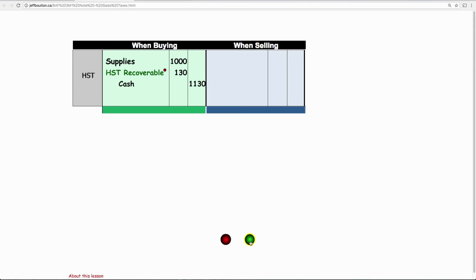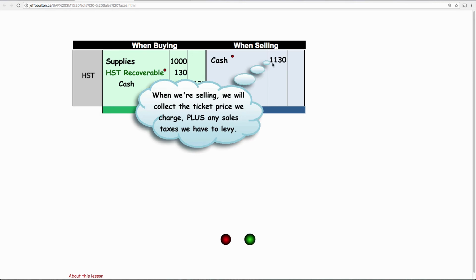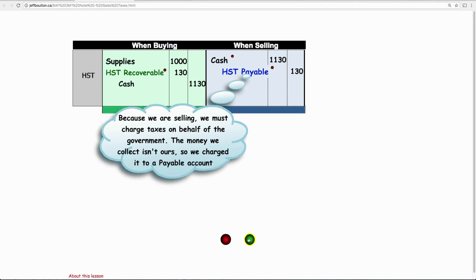Likewise, or I guess not likewise, but opposite, when you sell, you will collect $1,130, right? The amount that we charge for our item or our service, plus the tax we are forced to collect from the customer because the government makes us. So we will collect $130 of tax, 13% of the $1,000. That's not ours. We take it along with our $1,000, right, in the $1,130, but it's not ours, so we owe it. So it's a liability. So we credit accounts HST payable, which is a current or short-term liability.